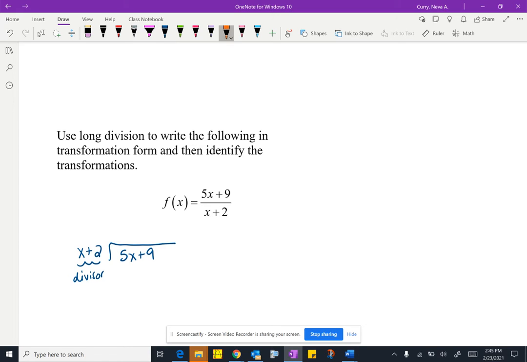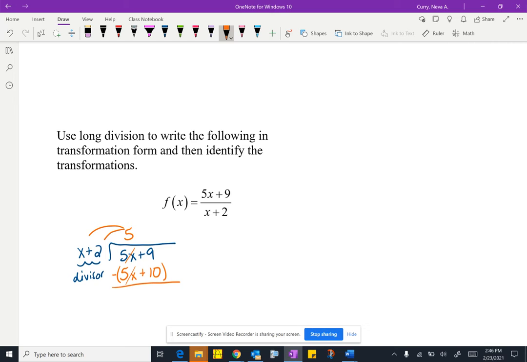We want to ask ourselves, x times what gets us 5x? And we would say 5. Now that 5 gets multiplied to both of these terms. So we're going to get 5x plus 10. And in the process of long division, we know to subtract that. So now we've got 5x minus 5x. Those will cancel to 0.